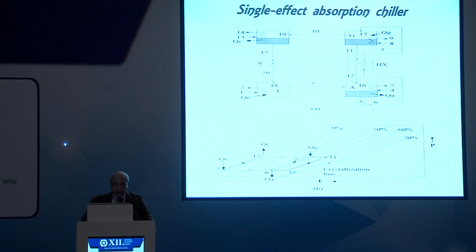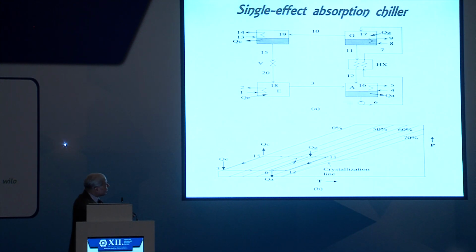This is a single effect absorption chiller, and I'm not going to spend any time walking you through the cycle. If you look at the left side of the cycle, you have the condenser and the evaporator, and then on the right side of the cycle, you have the generator, the absorber, the heat exchanger, and the solution pump. And actually, the way I teach this to my students is if you can draw a vertical line here, you will see that the left-hand side is exactly the same as the vapor compression cycle, except that it doesn't have a compressor.